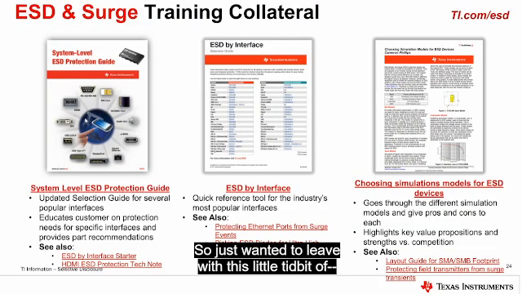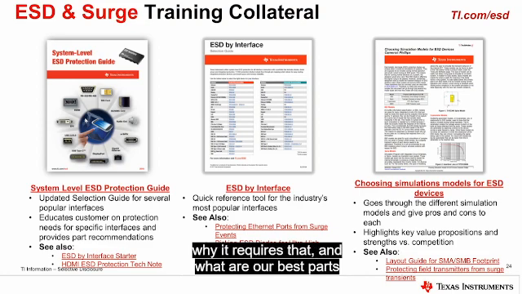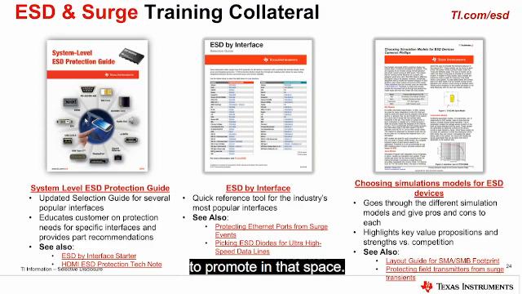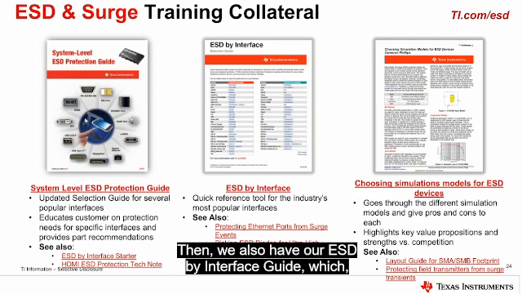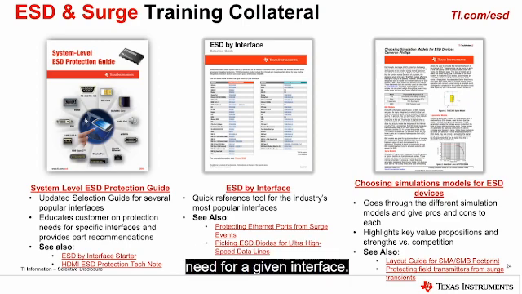So I just wanted to leave you with this little tidbit: we have these great pieces of collateral. The system level ESD protection guide goes through some very standard interfaces, explains what the interface requires, why it requires that, and what our best parts to promote in that space are. Then we also have our ESD by interface guide, which, if you don't want to know all the background behind the system level guide, you can jump to, and it will show you immediately what part you need for a given interface.